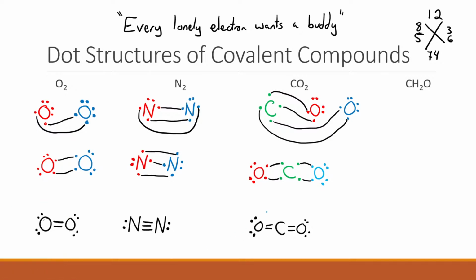And we can do our baby blue double checking here. 1, 2, 3, 4, 5, 6, 7, 8 for left oxygen. 1, 2, 3, 4, 5, 6, 7, 8 for our carbon. 1, 2, 3, 4, 5, 6, 7, 8 for our right oxygen. Each one stable, each one happy.